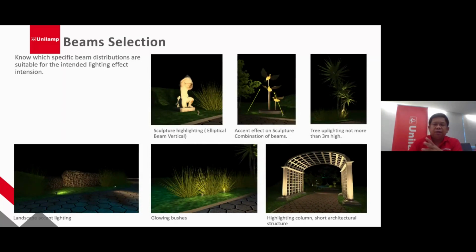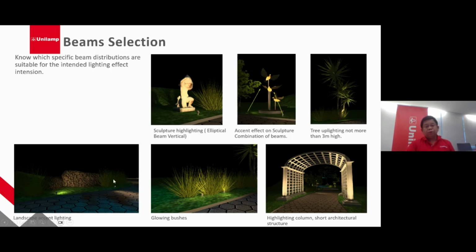For example, if you want to highlight a small sculpture, if you want to wash it uniformly, probably you can use the elliptical V shape. And sometimes if you need some accent lighting with some variations of brightness, you can also use combinations of medium beam and wide beam. Actually, for our wide beam, for a tree of about 3 meters, it can reach up to 3 meters. You can fully highlight it.